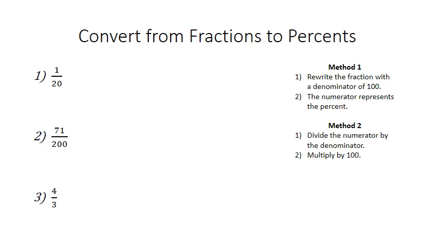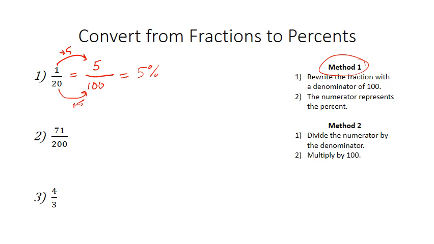Okay, this is our last one. We're going to convert from fractions to percents, and we have 2 different methods that you can use. It doesn't matter to me which one you prefer, but you should try to use one of these 2 methods. So method 1 says rewrite the fraction with a denominator of 100. So here, if I have 1/20, I know that to make it a percent, I need to make it something with a denominator of 100. Well, to get from 20 to 100, I multiply by 5. So I'd multiply my numerator by 5, and I get 5/100. So that would be equal to 5%.